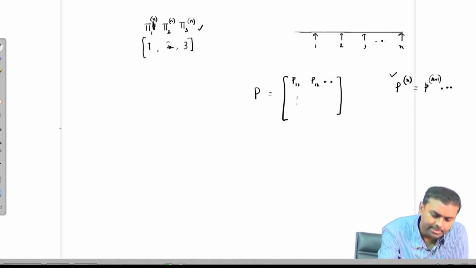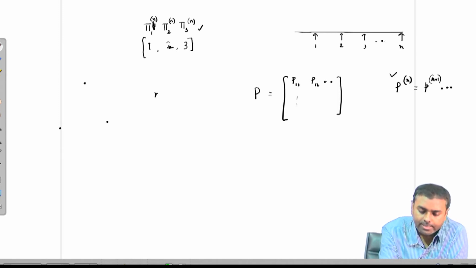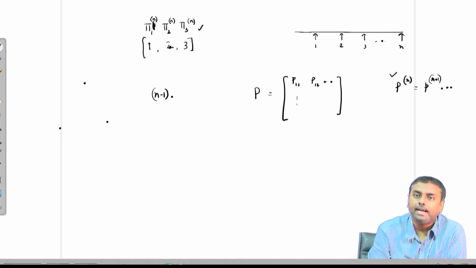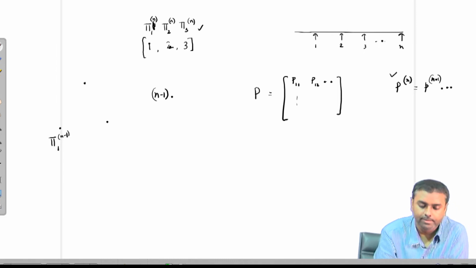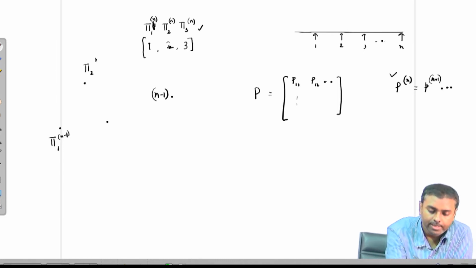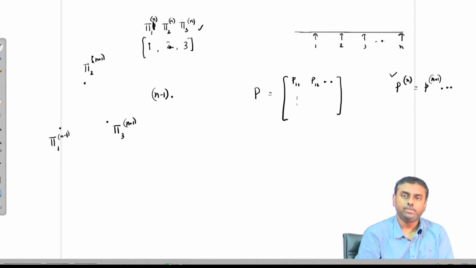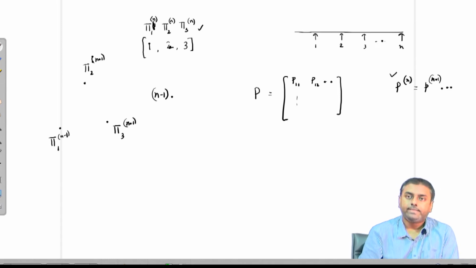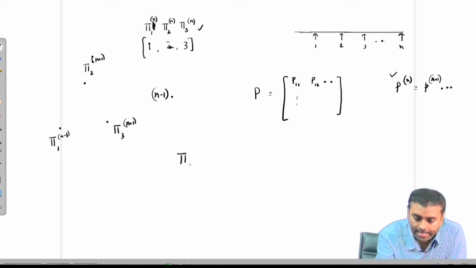Let us try to understand these things from a basic probability perspective. Let us say on day n minus 1, he has an associated probability pi 1 n minus 1 that he is in city 1, pi 2 n minus 1 that he is in city 2, and pi 3 n minus 1 that he is in city 3. This is the associated probability. Now, what is the probability of finding him the next day in city 2? Let us say I want to calculate pi 2 n.